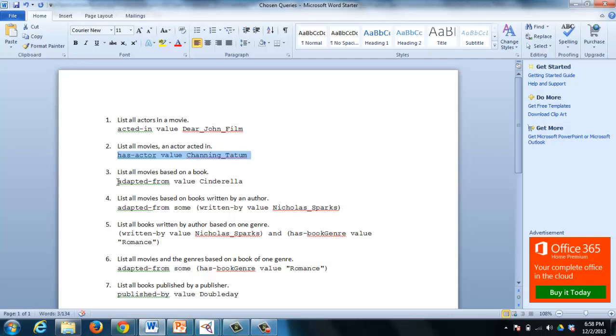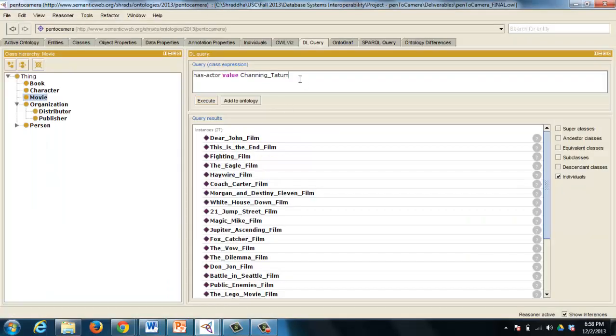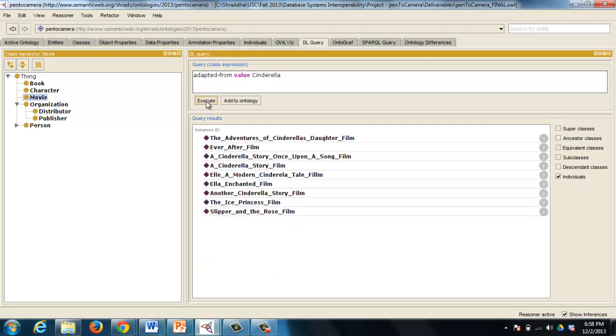All the movies that are based on a specific book. So adapted from, as I explained before, is the relationship that best describes it and is also the core of our project. So if I want to find all the movies that are based on a book, Cinderella, I get this list of movies that are based on the book Cinderella.